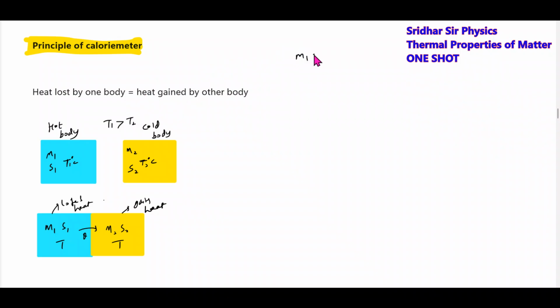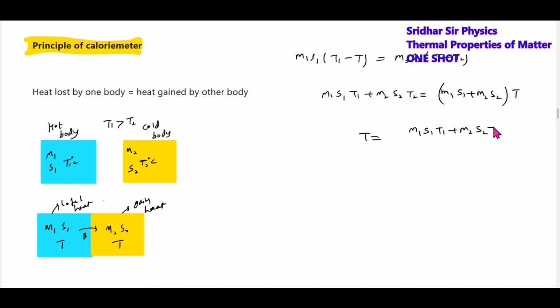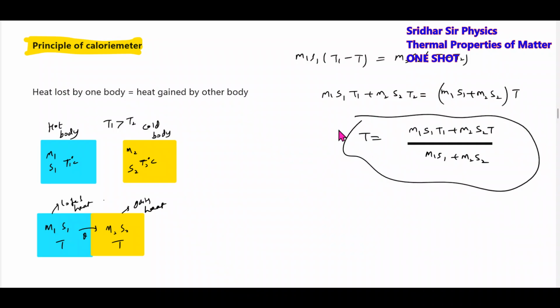How much heat is lost? M1 S1 (T1 minus T). That's the heat lost by this body. How much heat is gained? M2 S2 (T minus T2). So this becomes M1 S1 T1 plus M2 S2 T2 equals (M1 S1 plus M2 S2) T. Solving, the temperature at equilibrium is given by this formula. The heat lost by one body equals the heat gained by the other body, and from this we can calculate the temperature at equilibrium. It's a generalized formula, try to remember.